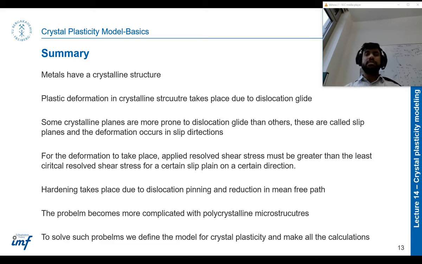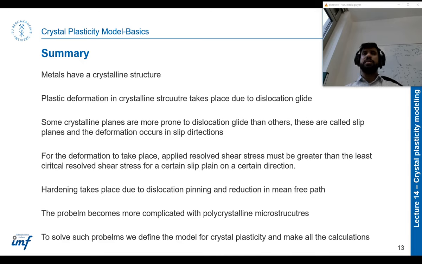And then we know that hardening takes place due to dislocation pinning and reduction in mean free path. So when the dislocations continuously move and they lock each other, then further dislocations cannot move through that, and the material slowly gets hardened. So then more force is required to move those same dislocations. And the problem becomes more complicated with polycrystalline material microstructure. So usually we do not have only one crystal in a material. We have multiple polycrystalline microstructures.